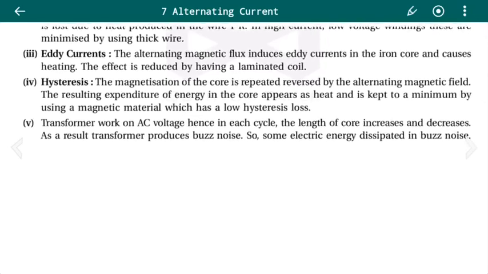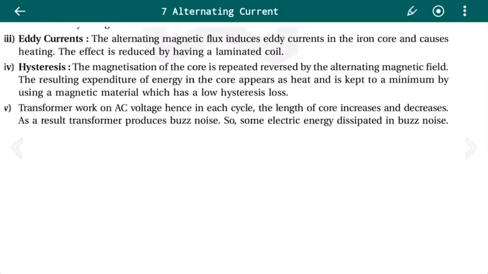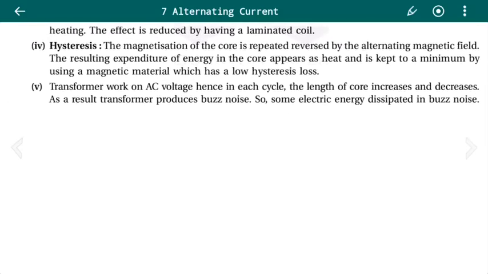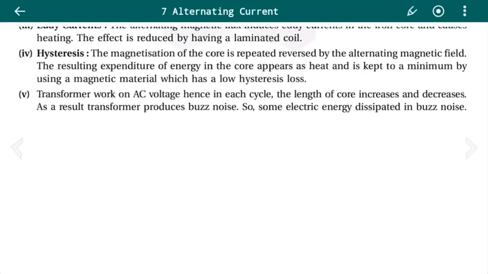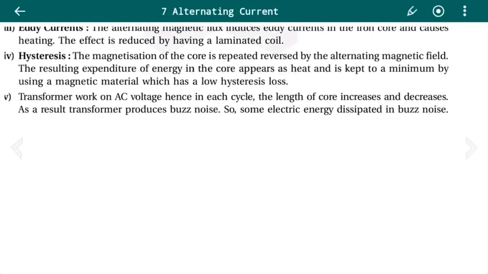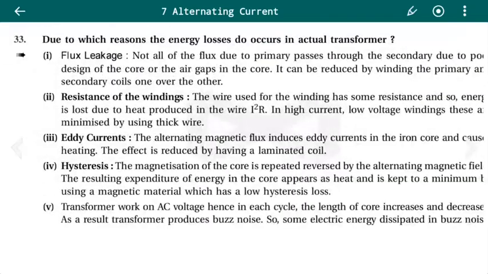Transformer works on AC voltage, hence in each cycle the length of the core increases and decreases. As a result, the transformer produces burst noise. So due to the increase and decrease, there will be noise, and that is also a kind of energy loss. So some electric energy is dissipated in burst noise. So students, you may note down these reasons.